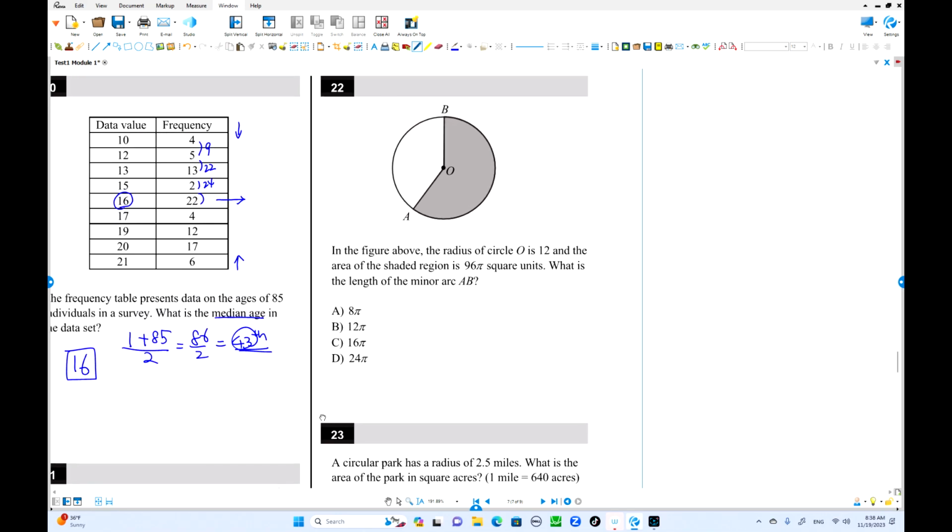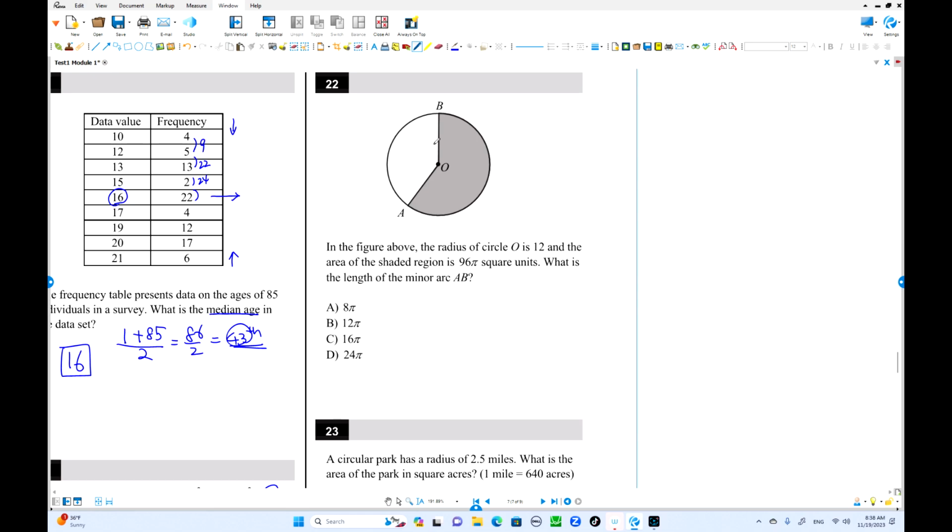Here's number 22. The radius is 12. The area of the region is 96 pi. What is the length of minor arc AB? This is the minor arc. This is the minor arc. This is small. This is what? Major arc. This side is the minor arc. What is the circumference? 2 pi r, right? 24 pi.